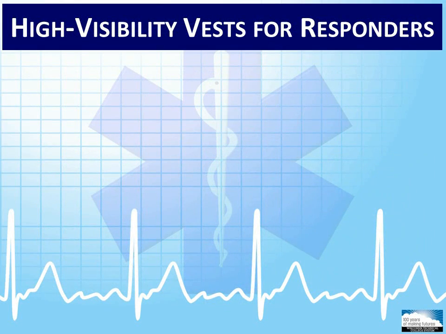In November 2008, a new federal regulation went into effect mandating that anyone working in the right-of-way of a federal aid highway must be wearing high-visibility clothing that meets specific requirements of the American National Standards Institute, ANSI, and the International Safety Equipment Association, ISEA. This mandate applies to all emergency responders with certain safety exceptions.